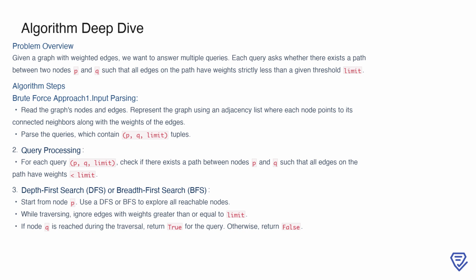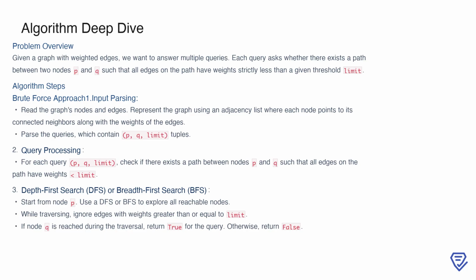To solve this, we can start with a simple brute force approach. First, we parse the input graph, representing it as an adjacency list where each node is connected to its neighbors along with their respective edge weights. We also parse the queries, which consist of tuples containing P, Q, and the limit. Then, for each query, we check if there is a valid path between nodes P and Q using either a depth-first search, DFS, or breadth-first search, BFS. During the traversal, we ignore any edges whose weights are greater than or equal to the limit. If we reach node Q during the traversal, we return true for that query, otherwise, we return false.